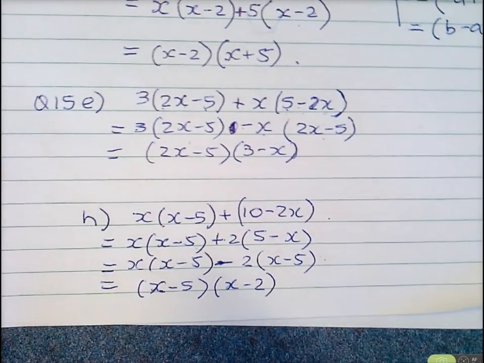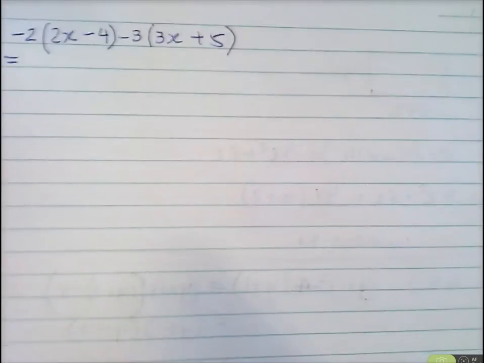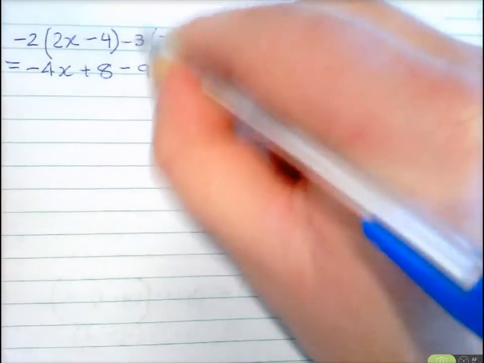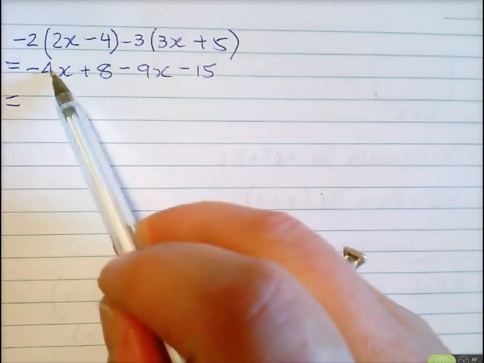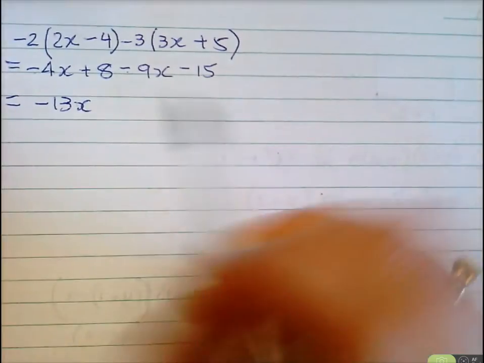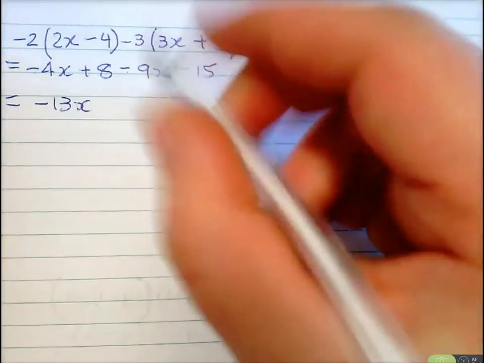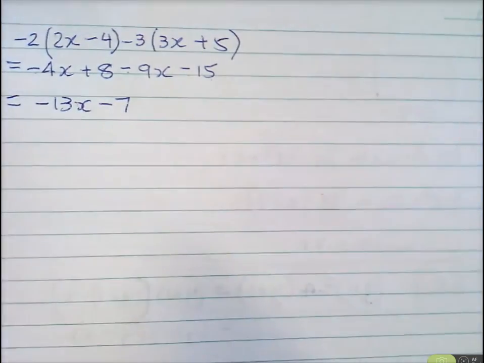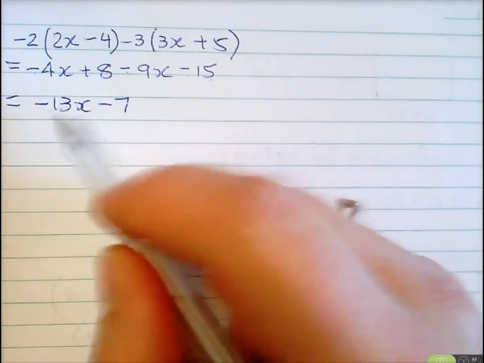Okay, what's wrong, girls? Careful with questions like this. This is just another homework problem. Girls, you need to do all your working. That would be minus 4x plus 8 minus 9x minus 15. Minus 4x minus 9x is minus 13x, and plus 8 minus 15 is 8 up, 15 down, is minus 7. The answer might look like that.